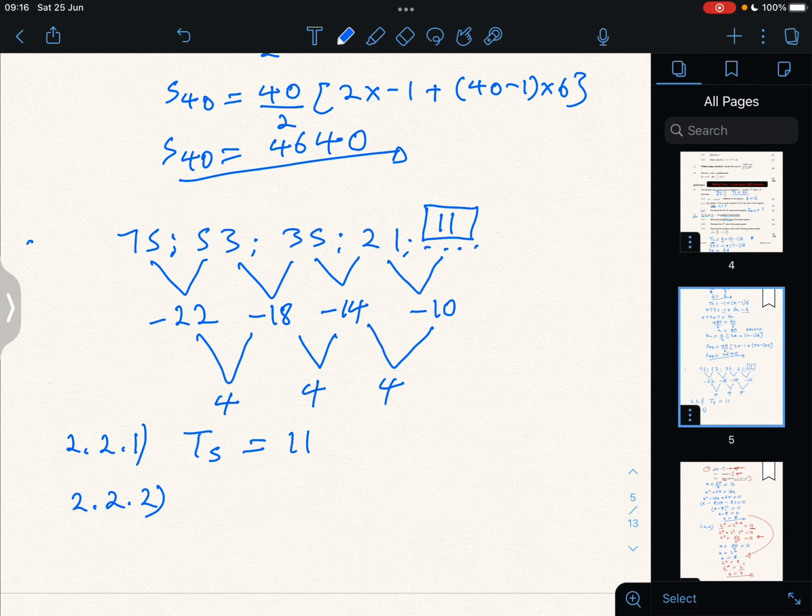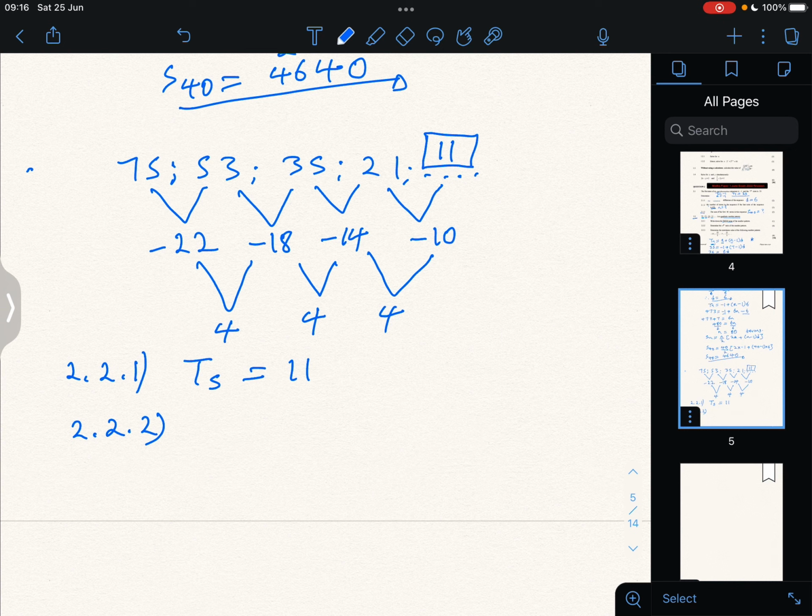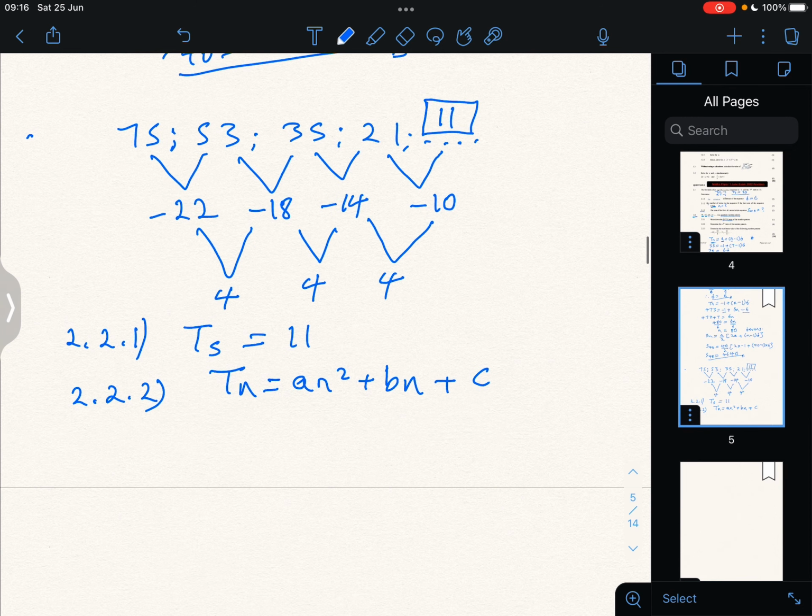So we need to determine the nth term of the number pattern here. Okay, so we're looking for Tn equals an squared plus bn plus c. We're looking for this general pattern here. So about quadratic sequences, we know that the second difference is equal to 2a, and the first difference here is 3a plus b, and the first term here is a plus b plus c.